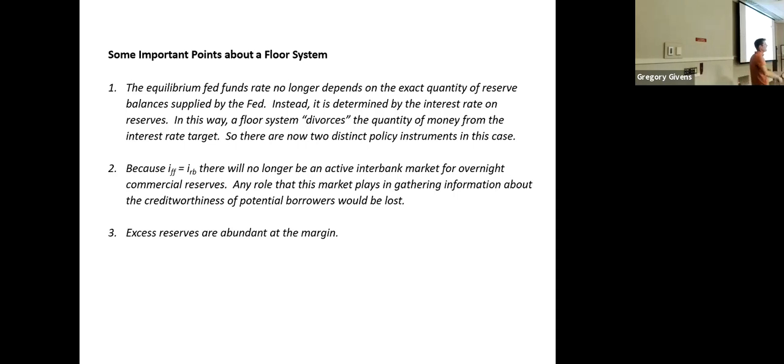Point number 3, excess reserves are now going to be abundant on the margin. So they're no longer going to be scarce, they're going to be abundant. Huge quantities of excess reserves are expected to prevail.